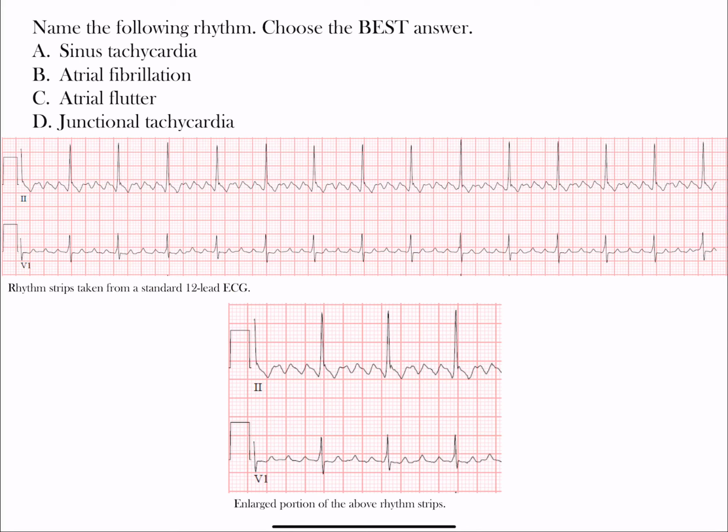Okay, again, just to orient yourself, we have two rhythm strips down here taken from our standard 12 lead. This is the inferior limb lead, lead 2, and one of our right precordial leads, V1. Down here we have the larger portion of those above rhythm strips. So what I want you to do is look at the rhythm strip, try to choose the best answer, and when you're ready, restart the video and we'll go through this together.